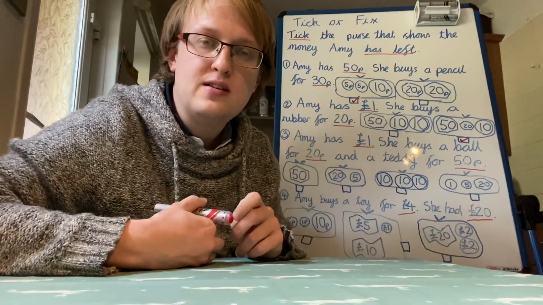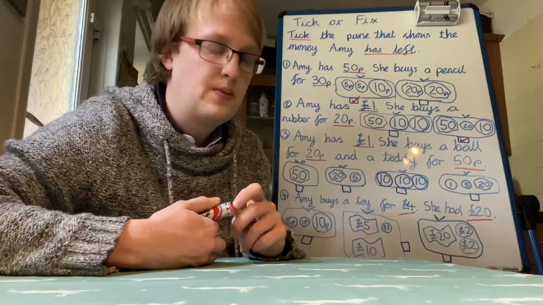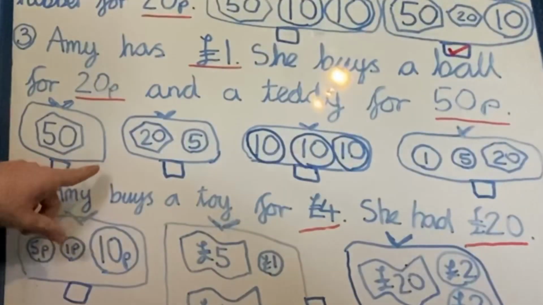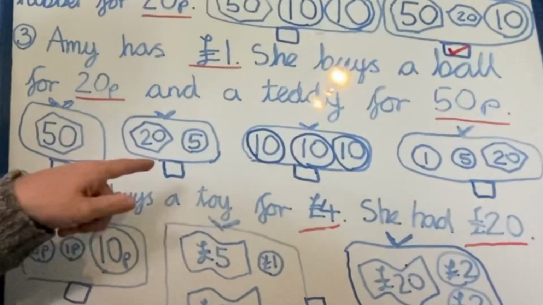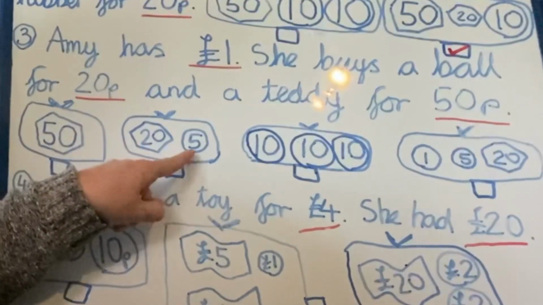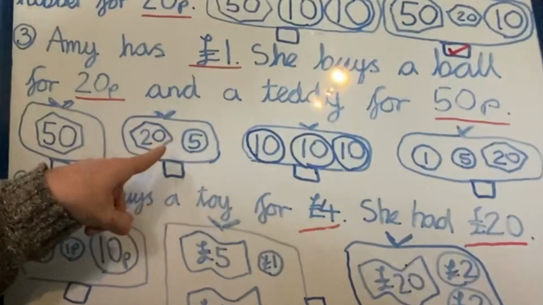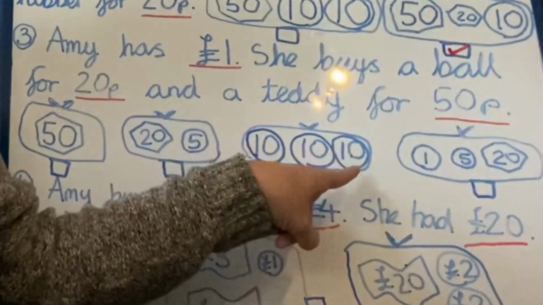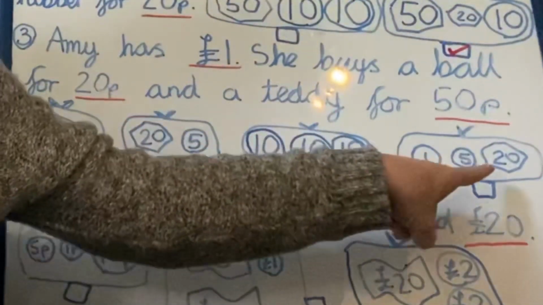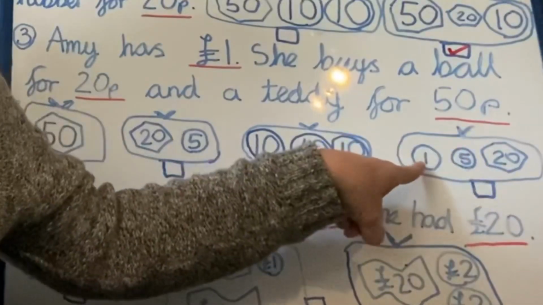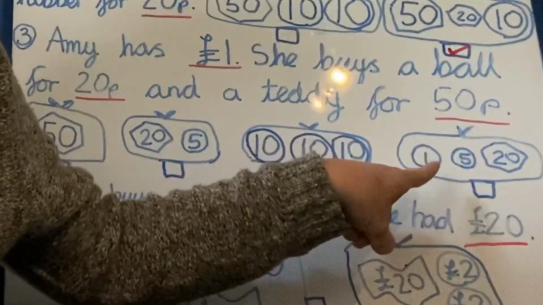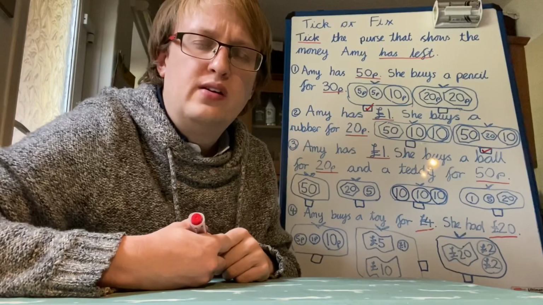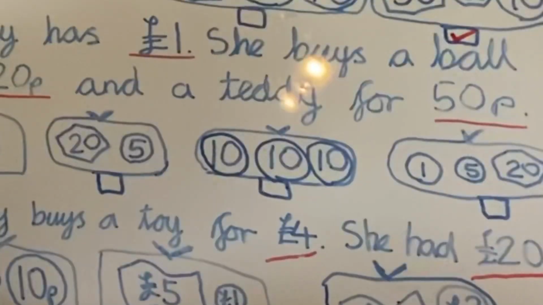Let's have a look at the purses and how much money there is in each. This one has 50 pence. This one has 20, add 5, 25 pence. This one has 10, 20, 30 pence. And this one has 20, 5, add 1, 26 pence. Which one is the right answer then?